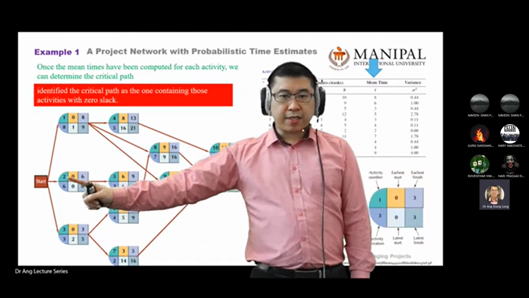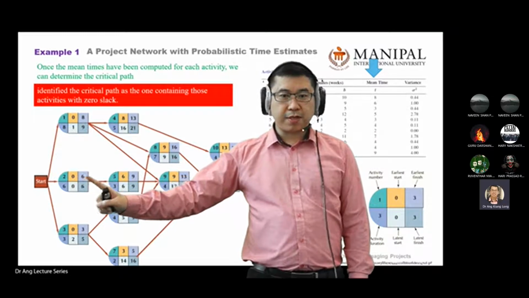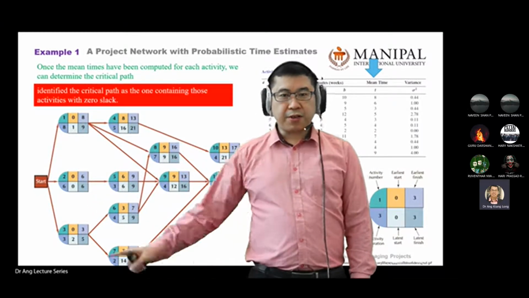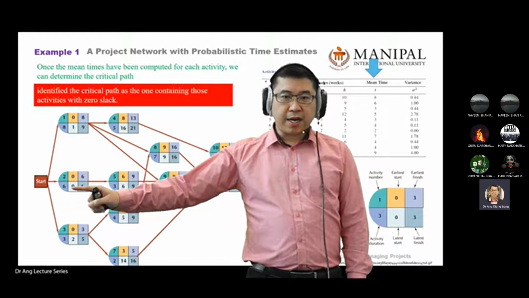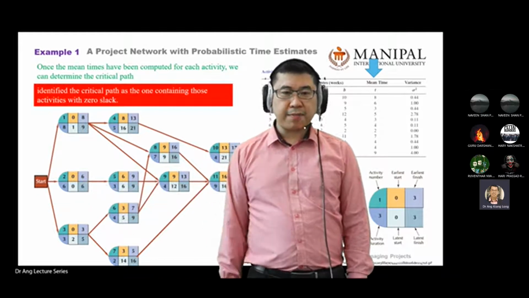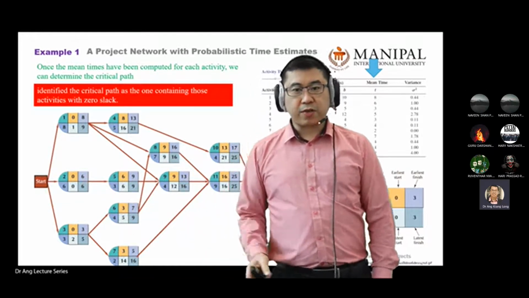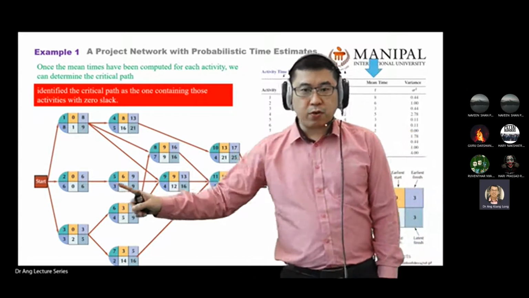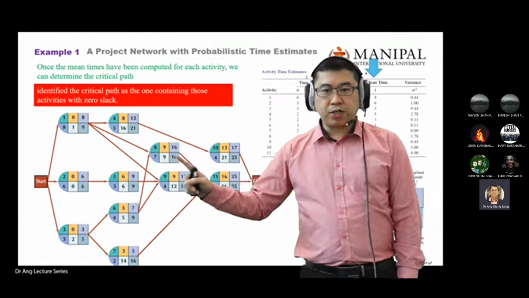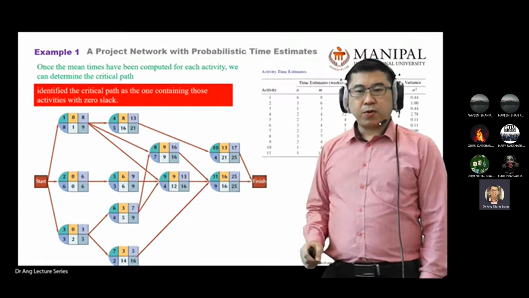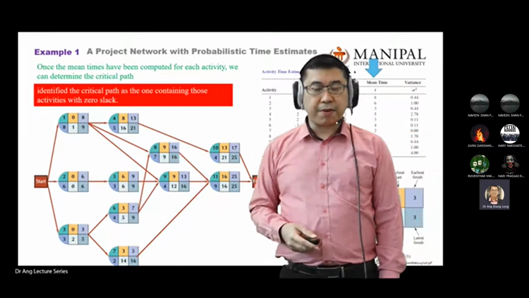You check these two, it is the same. These two, it is the same. But it's sufficient to check either one. Either this one or this one, they are the same. Then they are the critical activities. And then you follow the arrow, so you form the relationship that will tell you the critical path.